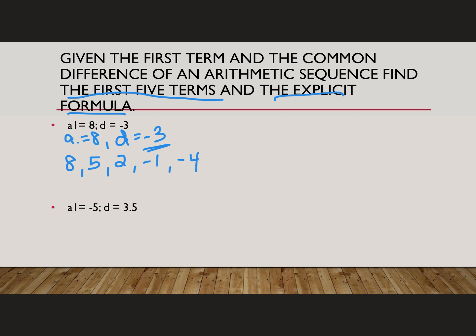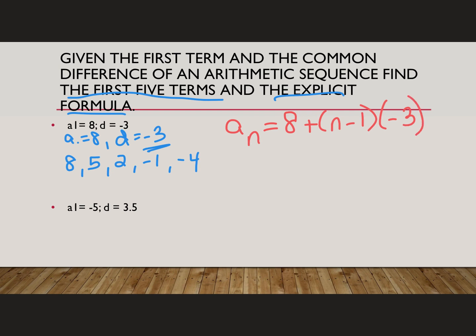Well, that was pretty simple, right? Now, to write my explicit formula, A sub n equals my first term, which is 8, plus n minus 1 times negative 3, my common difference.